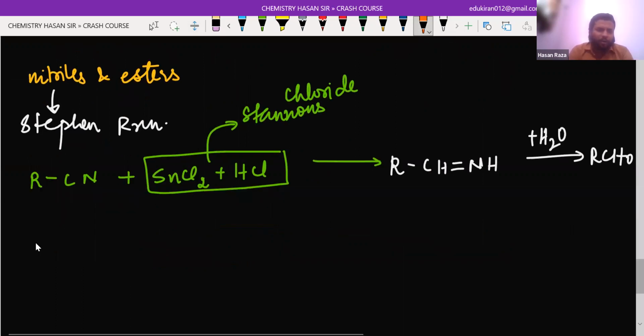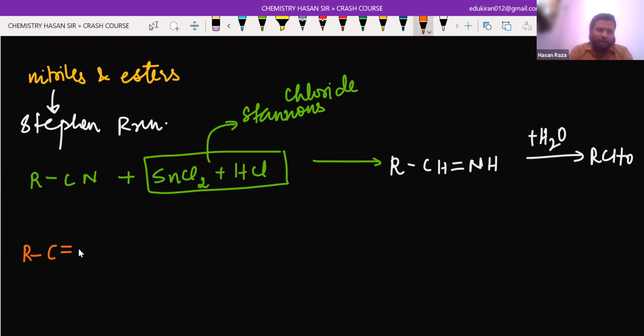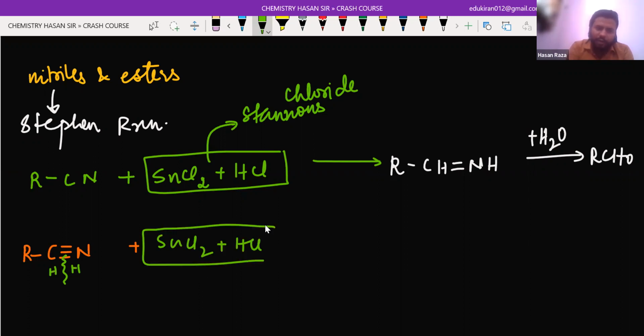It's very simple. As you know, we have a triple bond between nitrogen and carbon. And see what will happen. We are going to reduce it. Reduction will be taking place, that means hydrogen will be added. One bond between carbon and nitrogen will be broken. Hydrogen will be added here with the help of SnCl2 plus HCl. This reagent reduces it and you will be getting RCH double bond NH. And this compound is known as imine.